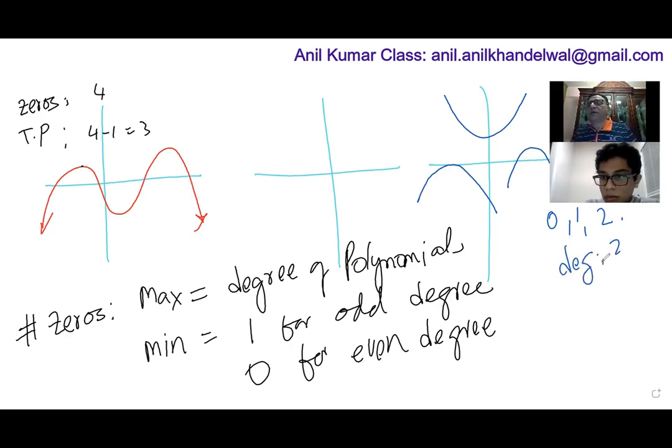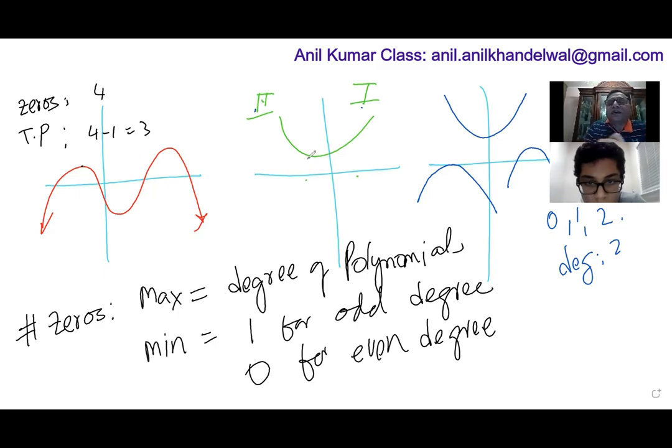Similarly, for degree 3, we could have the number of zeros as 1, 2, or 3. You get the idea? Not 0. Because for an even degree polynomial, you realize that it has to go from the quadrant on the top to the top, right? Let us say if I have to move from quadrant 2 to quadrant 1, I can go without crossing the x-axis, correct?